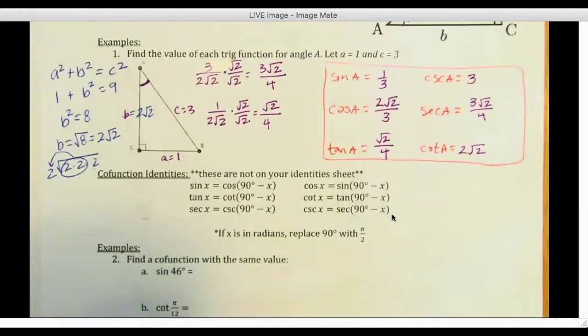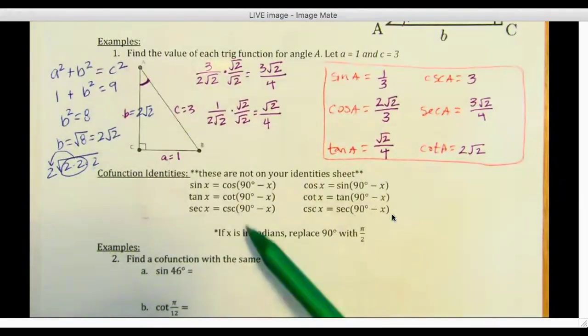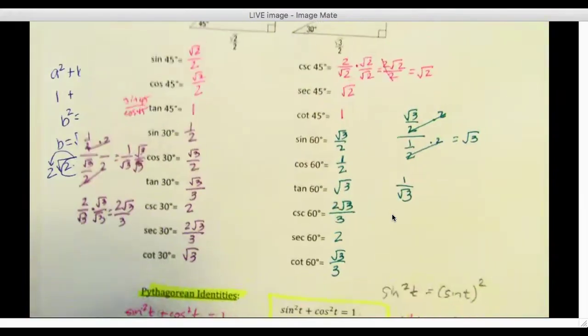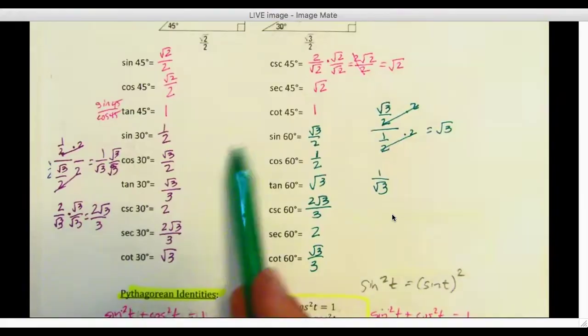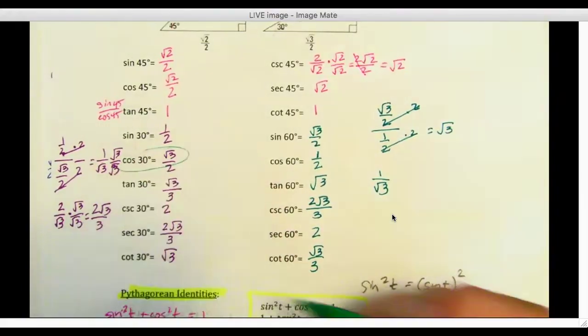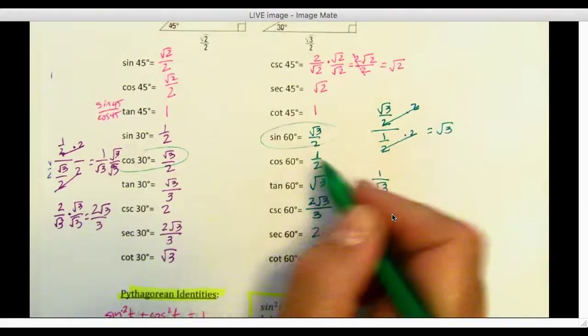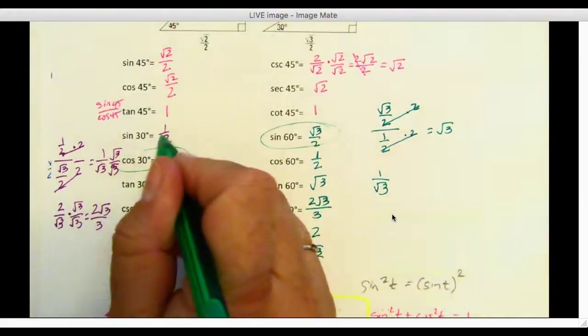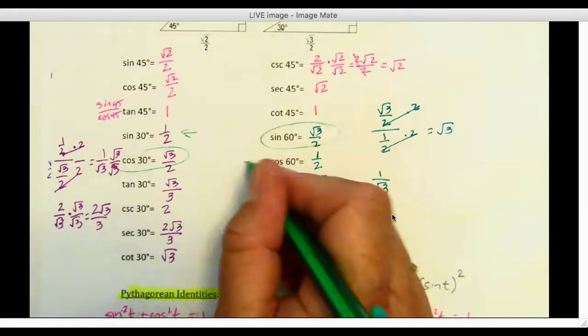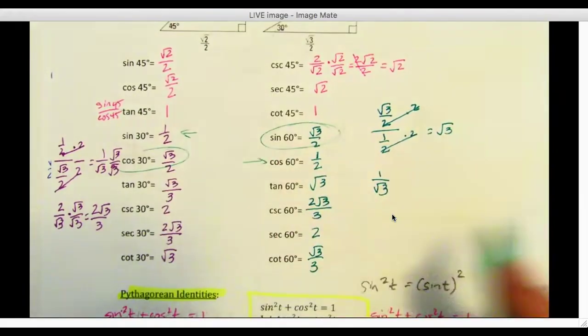Below here, we have what are called the cofunction identities. And we saw this kind of play out in our notes where we were looking at those special right triangles, the 30, 60, 90, and the 45, 45, 90 triangles. If you recall this page a few sections ago, we saw that cosine of 30 degrees was equal to sine of 60. And we saw that sine of 30 was equal to cosine of 60. And we saw these relationships happening throughout these problems.